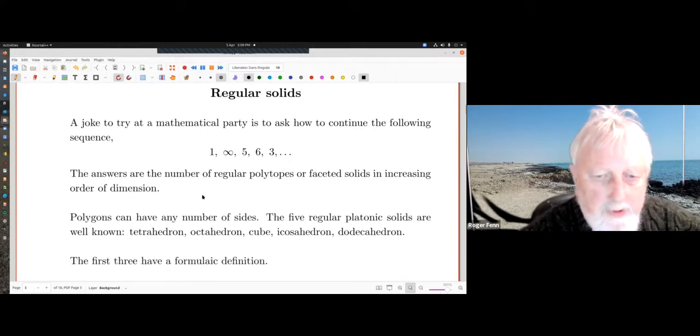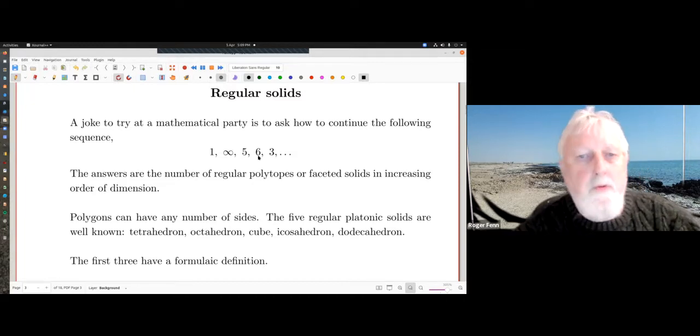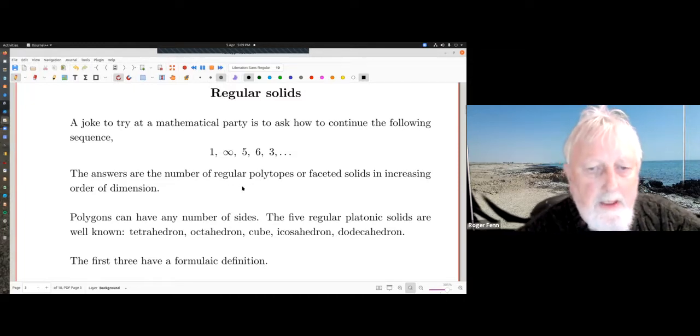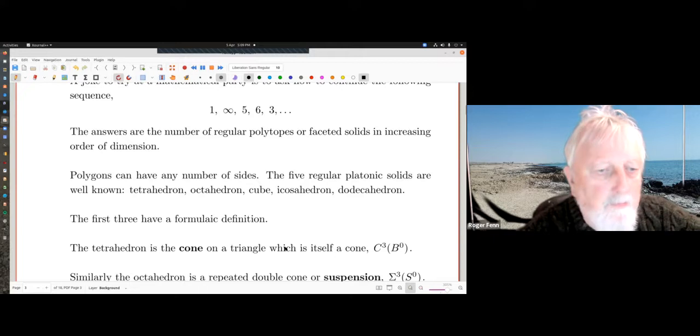So this is what I just said. And then when we go to 4 dimensions, there's 6 of them. The first 3 I mentioned, which are the tetrahedron, octahedron, and cube, they have a formulaic definition.